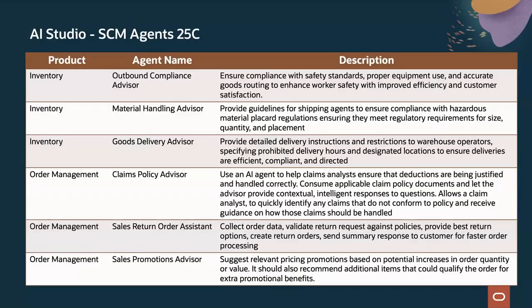The claims policy advisor helps consume applicable claim policy documents and provides contextual, intelligent responses to questions. It also helps identify out-of-policy claims and receive guidance on how claims should be handled. The AI agent enables a claim analyst to make faster, more informed, and more consistent claim disposition decisions.